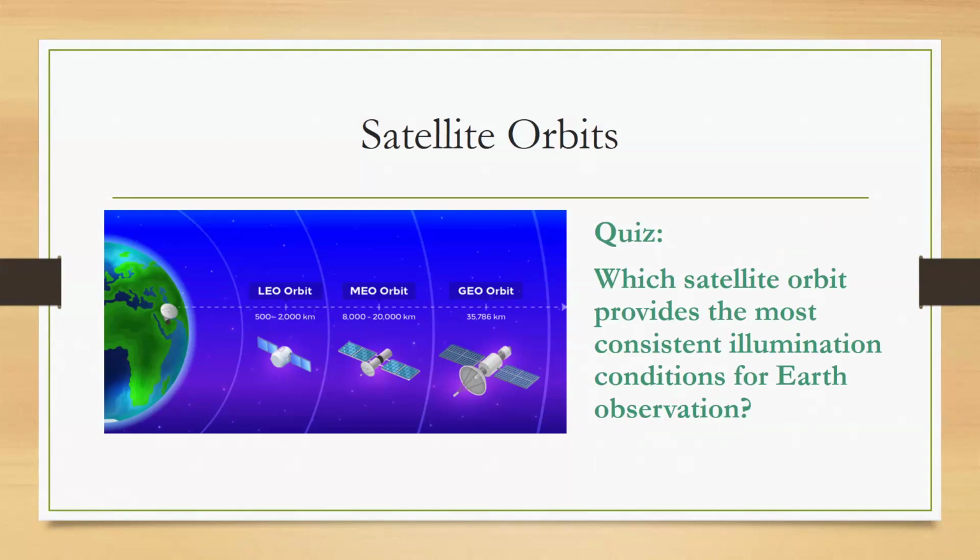I'm asking, the question is on the screen. Which satellite orbit provides the most consistent illumination conditions for Earth observations? Which of the satellite orbits among the ones I mentioned provides the most consistent illumination conditions for Earth observation? And I want everybody to answer. So you drop your answers in the comments, on the chat box. I want to see your answers on the chat box before we proceed. So I'm waiting.